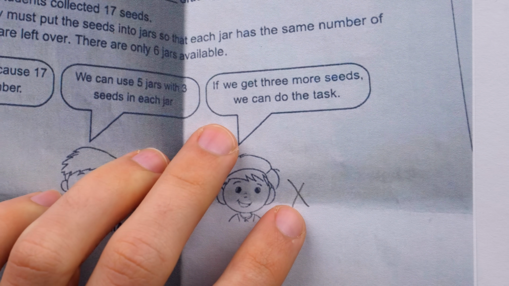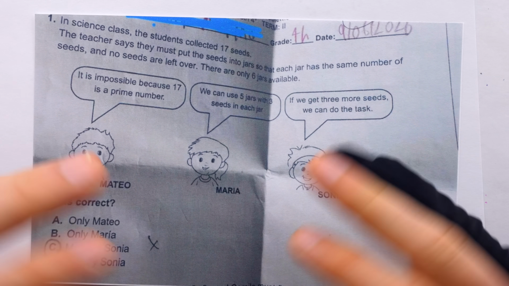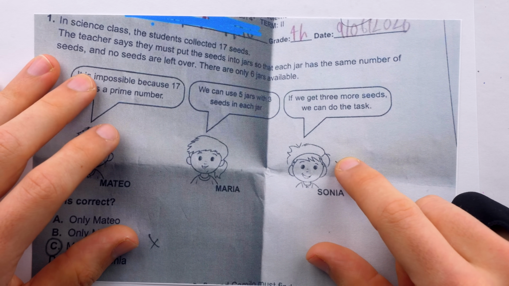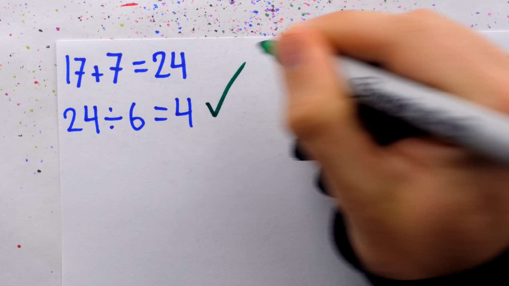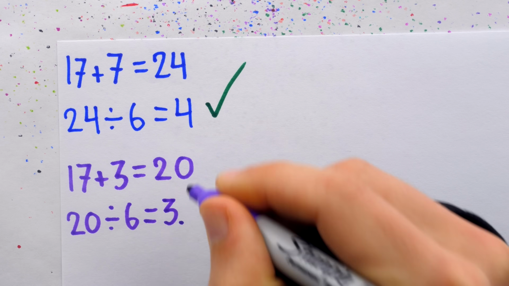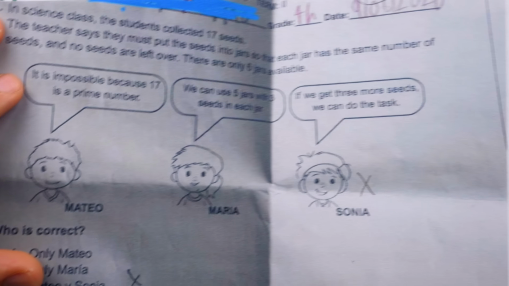It's just funny because it's flirting with the idea that the number of seeds needs to be changed for this to work, but it doesn't actually include the right number. 6 isn't a factor of 20 either, so it kinda misses the point. If we had 7 more seeds, then yes, we could do the task, but 3 more, no. 6 isn't a factor of 20, so Sonia is not correct. But let's take a look at what Maria said.